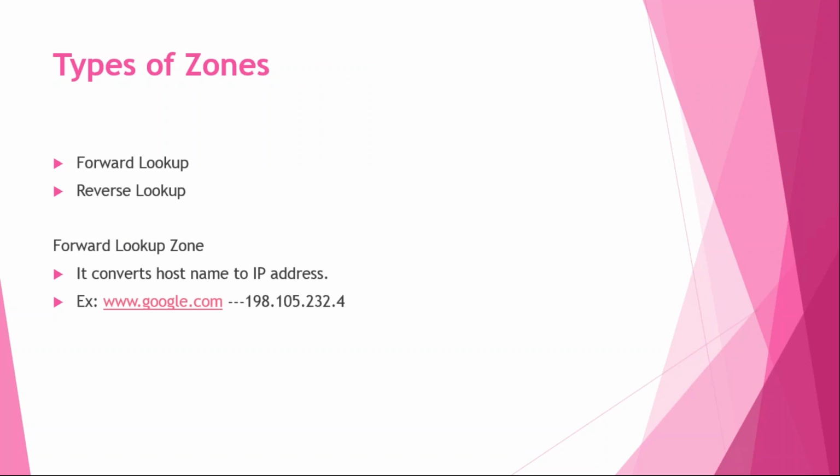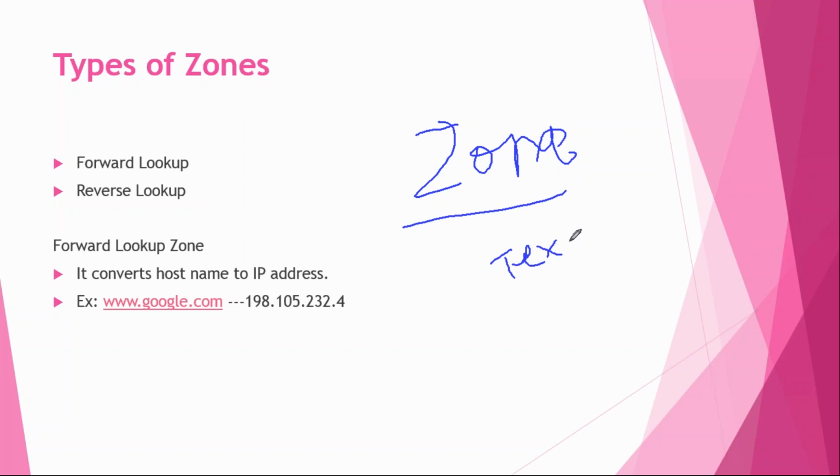Next is types of zones. So before that, what is a zone? Zone is a text file. It is a text file which contains the information of host name and IP address.